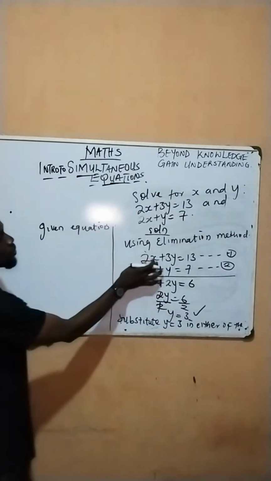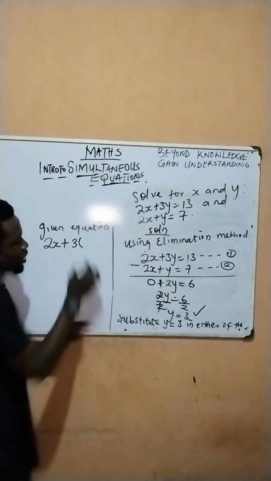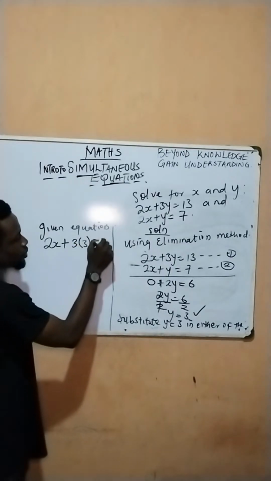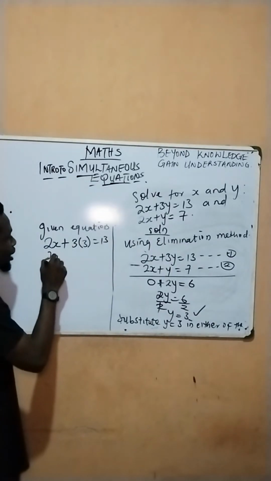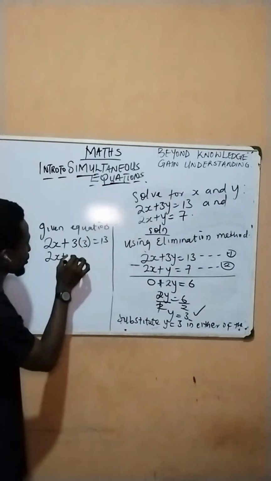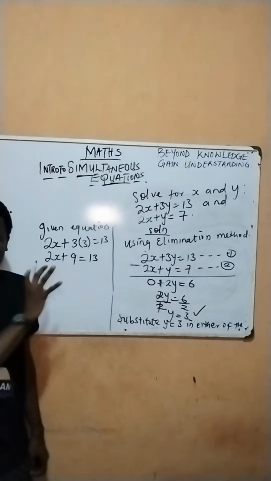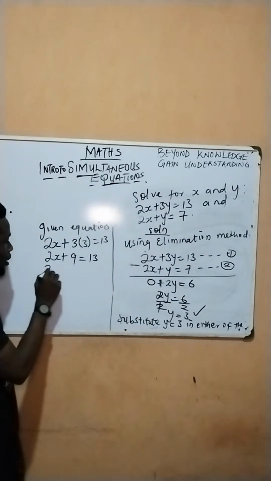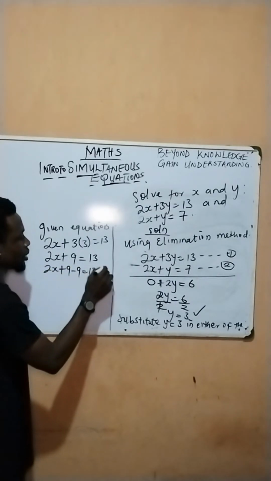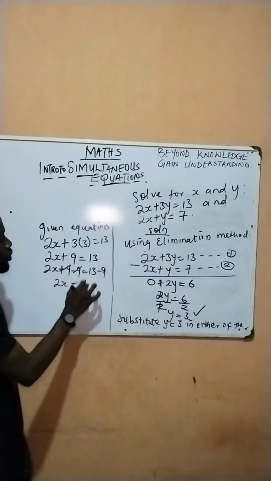So I'm substituting it in equation 1. It now becomes 2x plus 3 multiplied by y, which is now 3, equals 13. So this becomes 2x plus 9 equals 13. And then what do you do? You subtract 9 from both sides. It's going to be 2x plus 9 minus 9 equals 13 minus 9. So this clears out the 9. It becomes 2x equals 4.